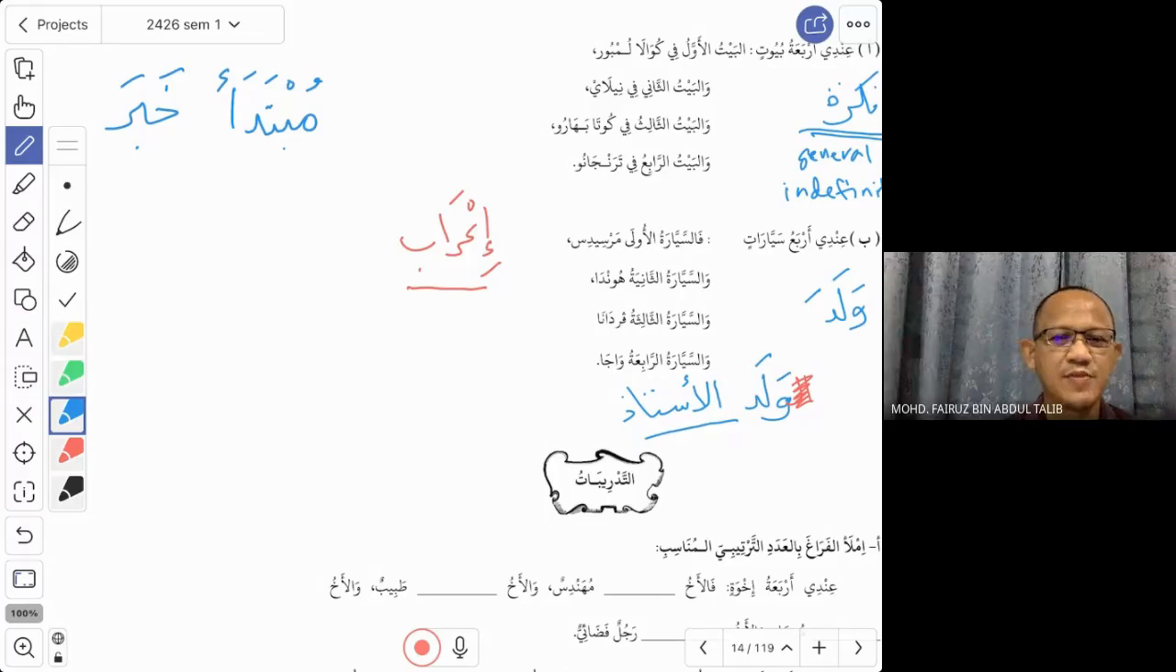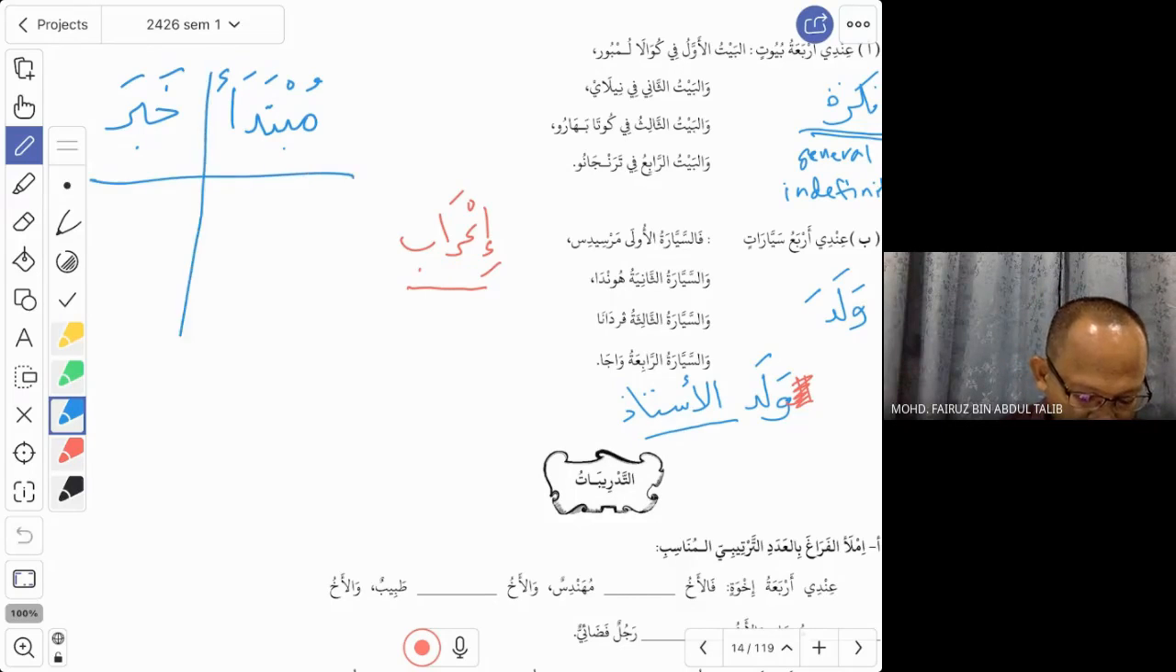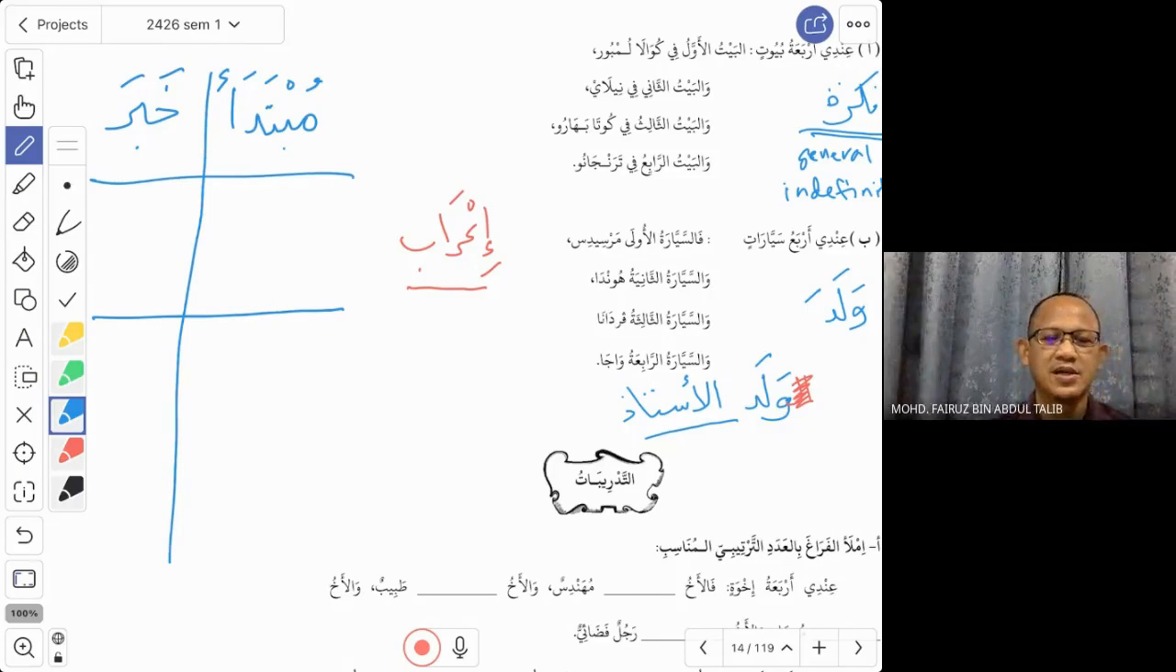So of course, every time you write a nominal sentence, jumla ismiyah, that is the sentence that starts with a noun, you need to have a mubtada. So for example, give me a simple sentence consisting of mubtada and khabar. Just 2 words. This is to refresh everything that you have learned, because we are going to use whatever knowledge we have learned previously for our course. Now, anyone? A simple sentence, mubtada and khabar.